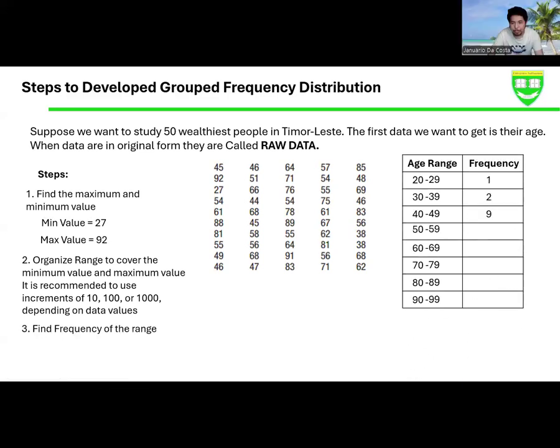Okay, what about from 40 to 49? Let's look at it. So 30 to 39 is 38. These two 38s over here, right? Yeah. 9. Let's check.